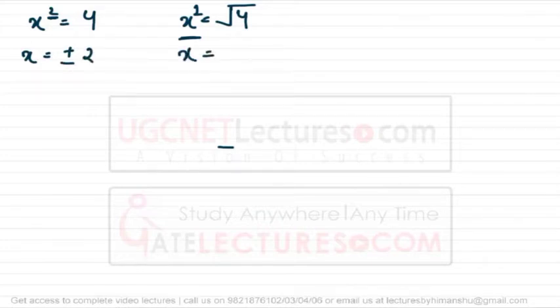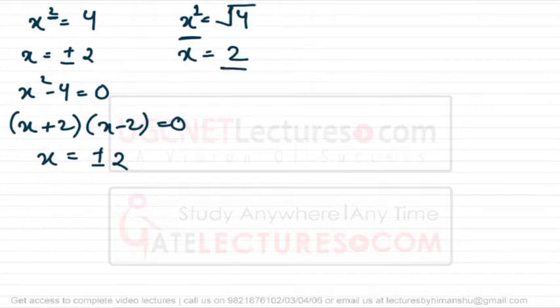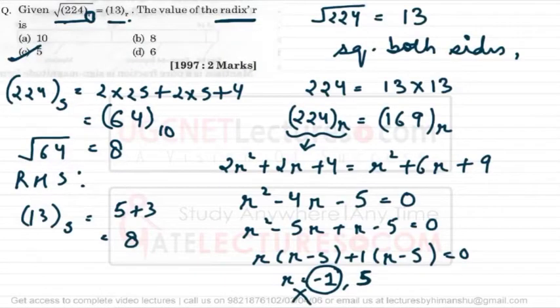And here what do you get? You get x equal to 2 only. You should not write plus minus 2 here. What is the logic behind this? Take it to the other side. It becomes x square minus 4 equal to 0, which you can write as x plus 2, x minus 2 equal to 0, which gives x equal to plus minus 2. But if you are supposed to take the root of 4, you should give the answer only as 2. This is not related to number systems anyway, but since here you've got root 64, you should write only 8. You should not write plus minus 8.